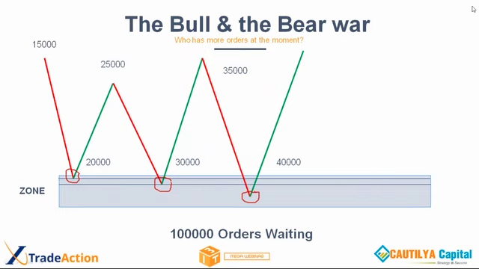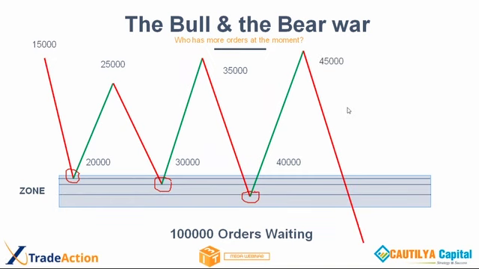Tell me what happens next. The next time when a big number of people come, like 45,000 people, I have exhausted all my pending orders, all orders are consumed, there are only 10,000 people waiting, but these 45,000 people destroyed the 10,000 people, captured the fort and went down. And now what happened? The same zone which acted as a strong support now acts as a reaction.